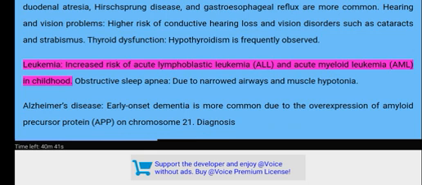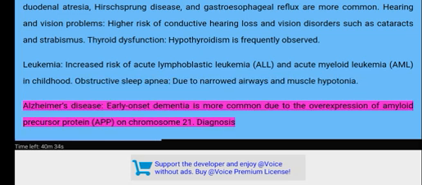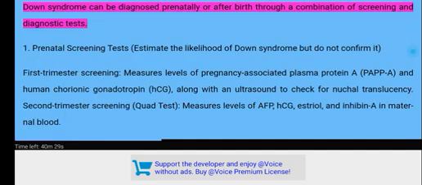Leukemia, increased risk of acute lymphoblastic leukemia (ALL) and acute myeloid leukemia (AML) in childhood. Obstructive sleep apnea, due to narrowed airways and muscle hypotonia. Alzheimer's disease, early onset dementia is more common due to the overexpression of amyloid precursor protein (APP) on chromosome 21. Diagnosis. Down syndrome can be diagnosed prenatally or after birth through a combination of screening and diagnostic tests.